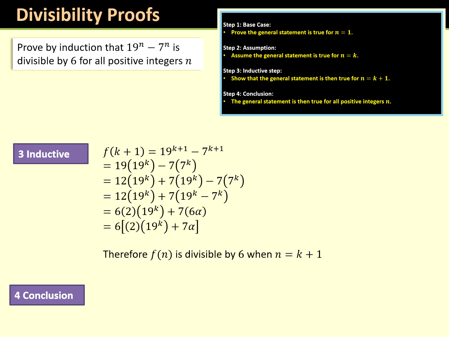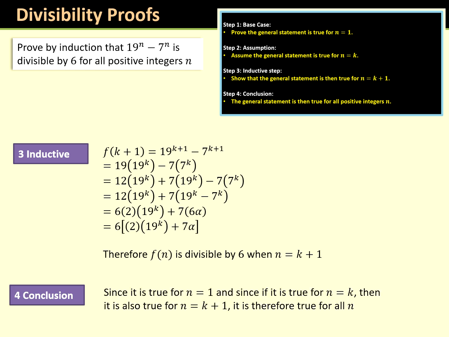Then we just finish with our conclusion, which is exactly the same as last time. Since it's true for n equals 1, and since if it is true for n equals k, it's also true for n equals k+1, it is therefore true for all n. Thank you very much.